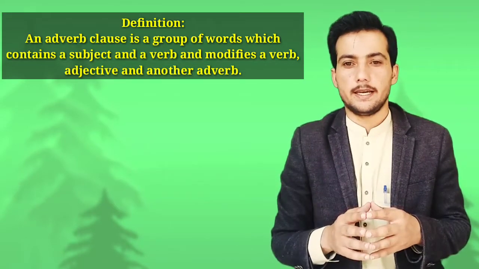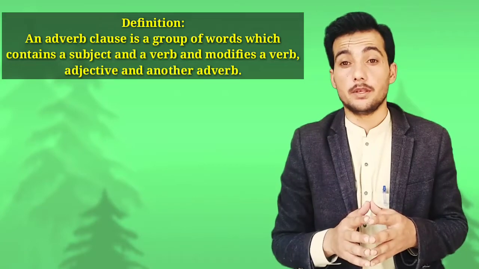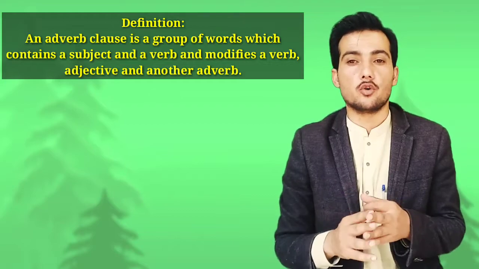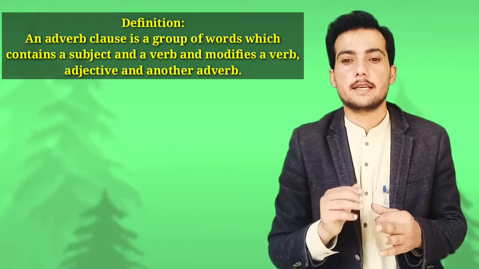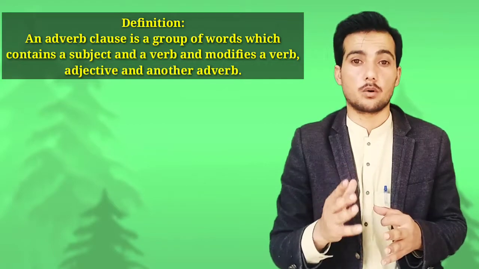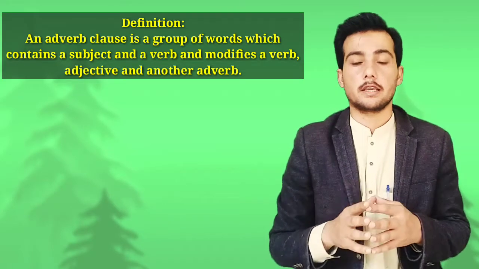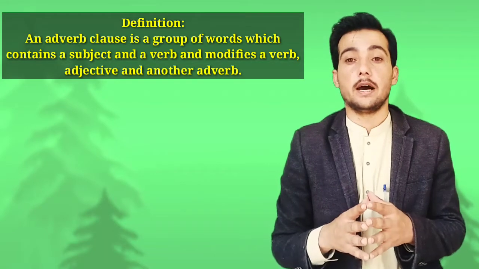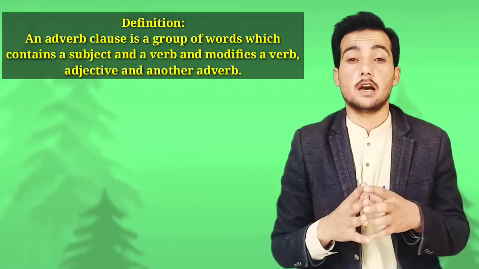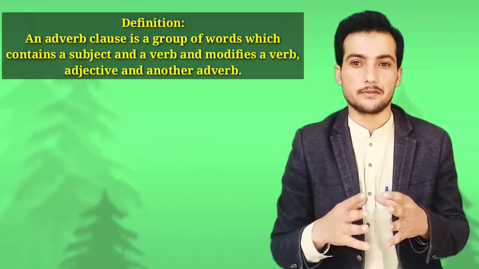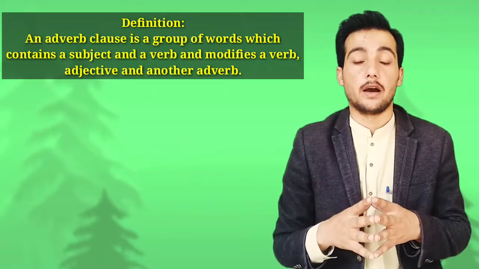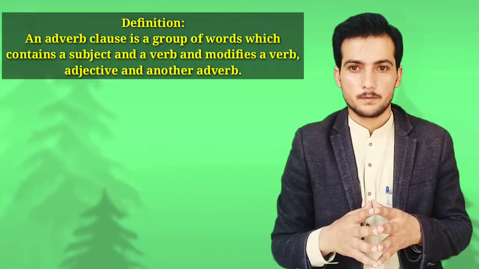The first one is that an adverb clause will be a group of words. It means that an adverb clause will be more than one word. The second thing is that it will consist of a subject and a verb. The third thing is that it will modify a verb. The fourth thing is that it can also modify an adjective. And the fifth thing is that it can also modify another adverb.